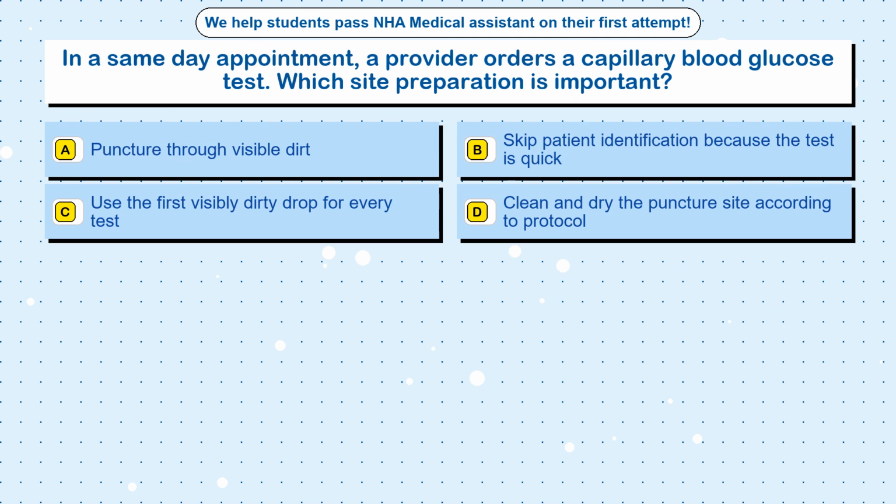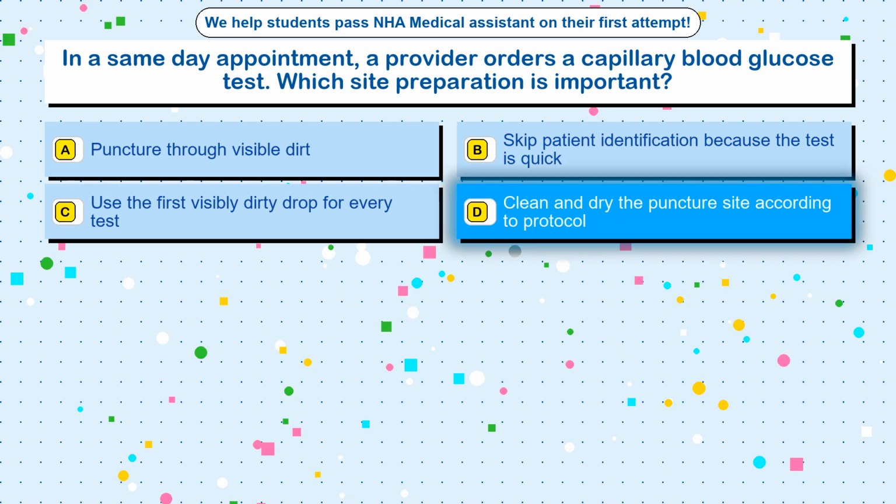Question 100. In a same-day appointment, a provider orders a capillary blood glucose test. Which site preparation is important? Option A, puncture through visible dirt. Option B, skip patient identification because the test is quick. Option C, use the first visibly dirty drop for every test. Option D, clean and dry the puncture site according to protocol. The correct answer is option D, clean and dry the puncture site according to protocol.